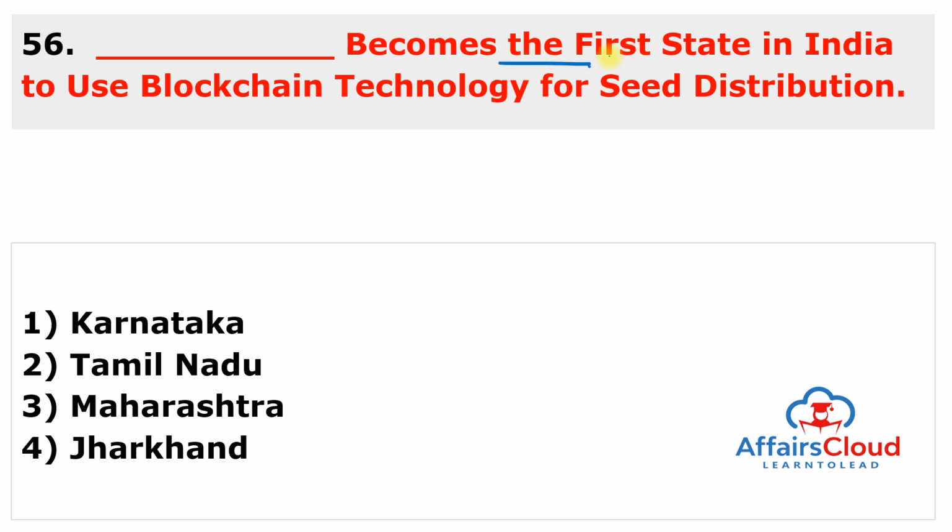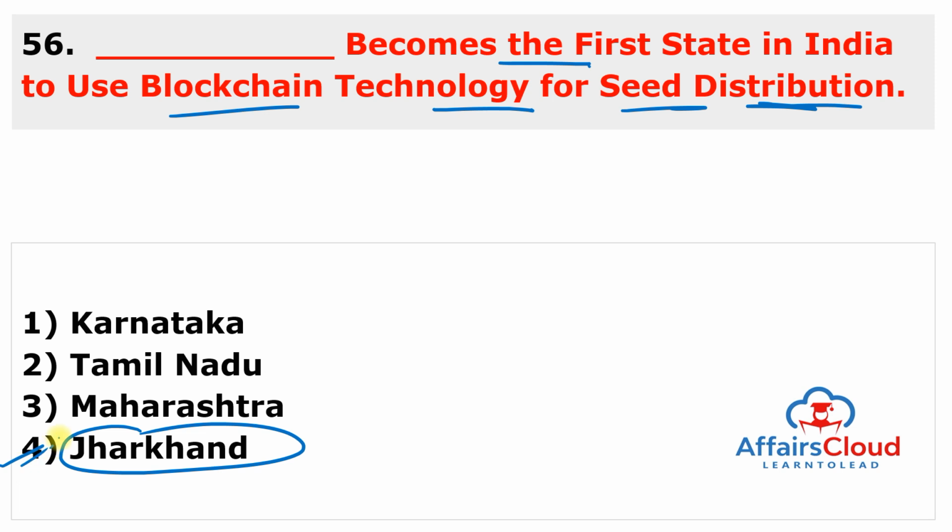Jharkhand becomes the first state in India to use blockchain technology for seed distribution. So, the answer to this question is 4.